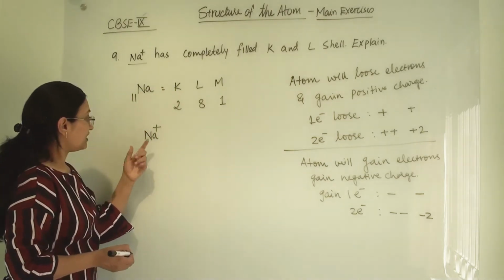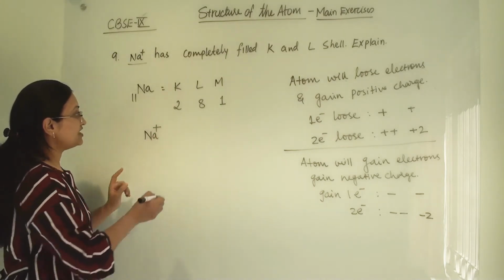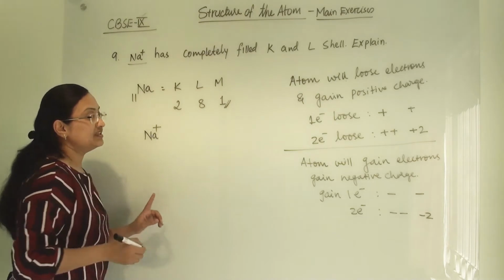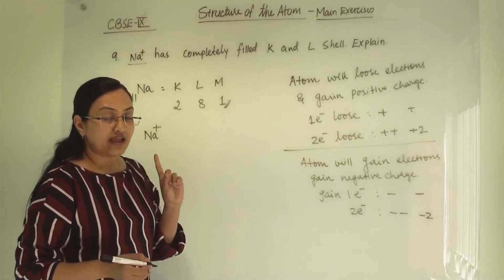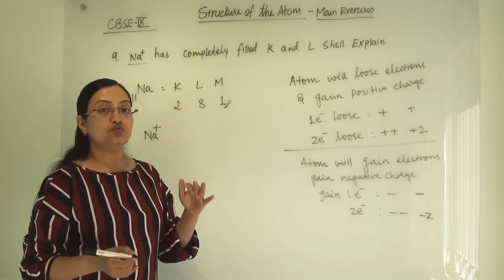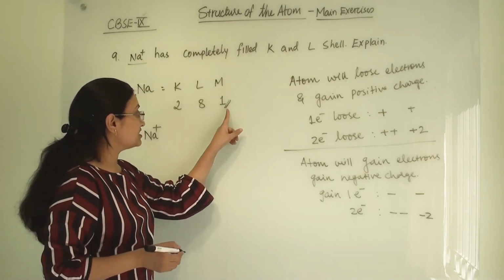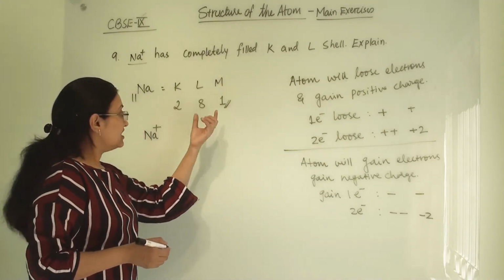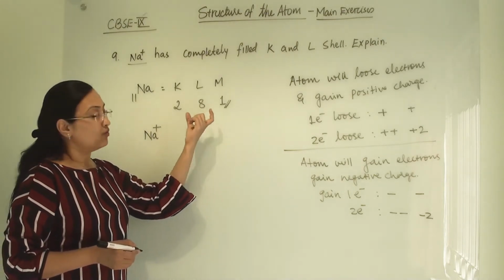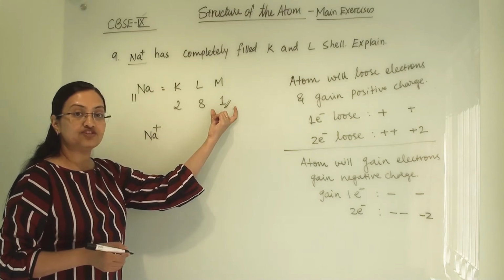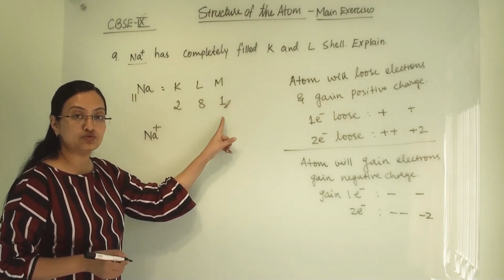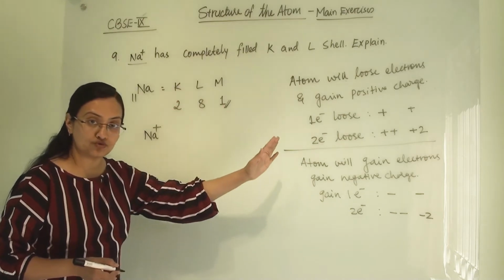So here, Na+, it will lose one electron from the outermost shell. Whenever any atom becomes an ion, it will always lose electrons from its outermost shell. The inner shells will not take part in this. Only the outermost shell, which is known as the valence shell, will take part in this, and it will lose the electron from the outermost shell.